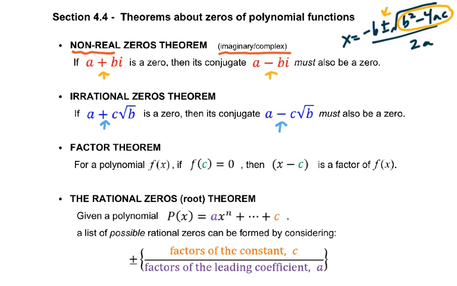So the factor theorem is review. All this says is if you know a zero, then you can write the factor. And then as we move further into this section, we talk about the rational zeros theorem, the rational root theorem. And that's going to help us also when we're factoring polynomials.